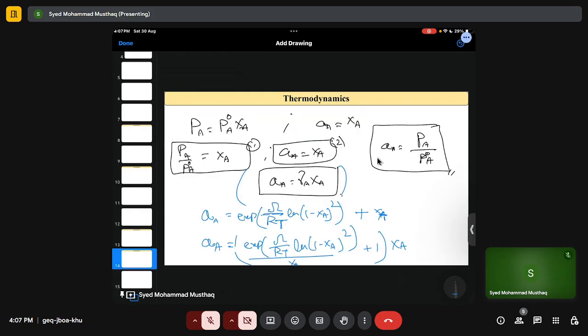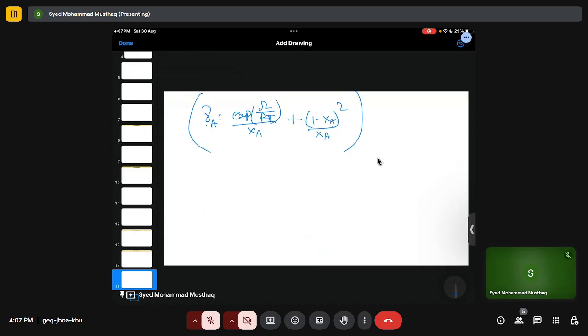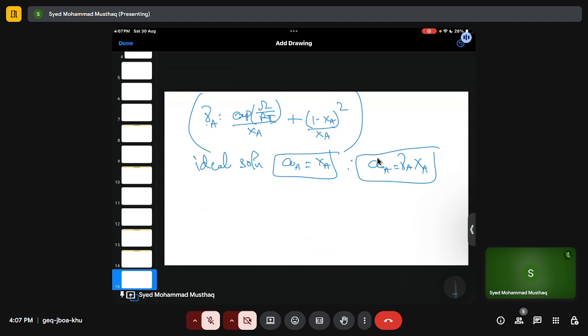Now, this is all about activities and activity coefficients. If you have an ideal solution, then activity of A will be just the mole fraction. If you have non-ideal solutions, then you need the activity coefficient times the mole fraction, because it is a simpler way of writing everything in one term. And now we know the activity coefficient may be a function of composition.